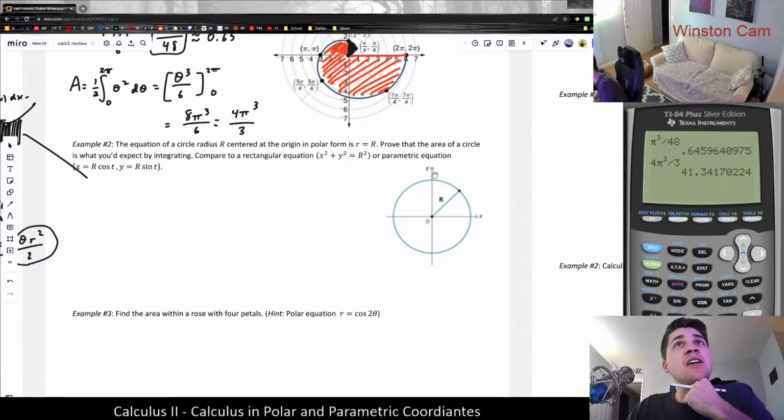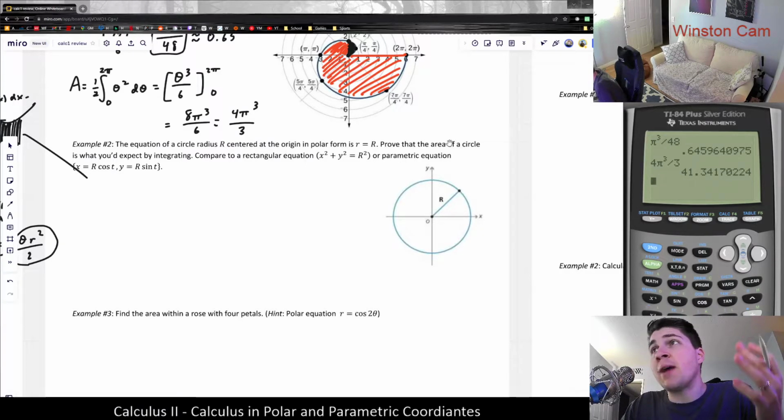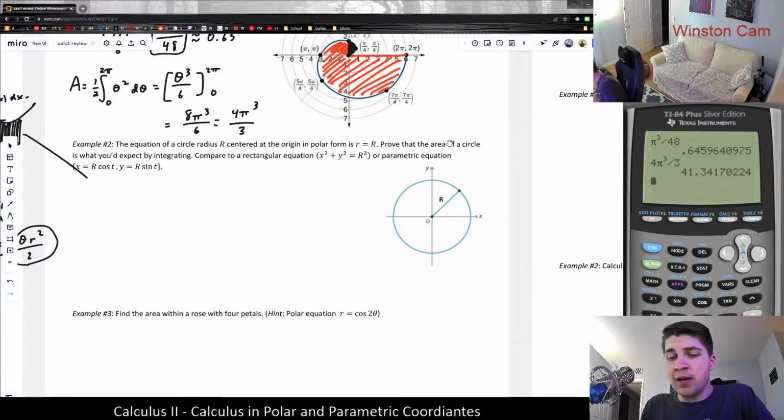It says prove, of course, we know the area of a circle should be pi r squared, but it says prove the area of such a circle is what you'd expect by integration, compared to the rectangular equation x squared plus y squared equals R squared, or the parametric equation x equals R cosine t and y equals R sine t. So let's play around with doing the area in each of these formats and make sure the answer is what we expect it to be.